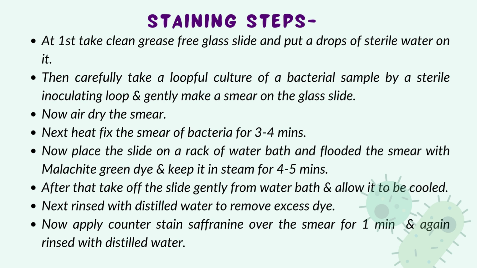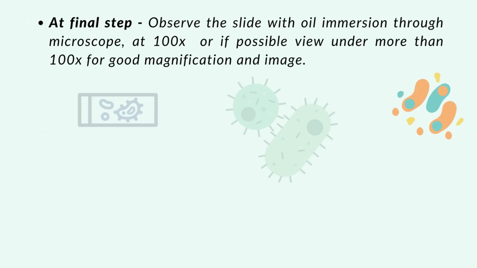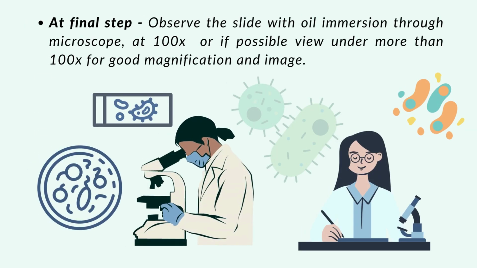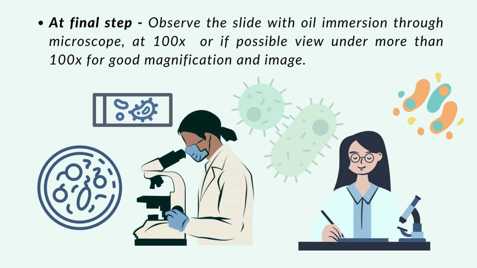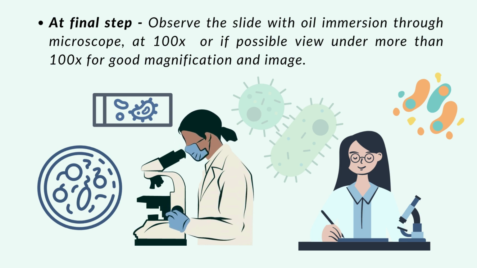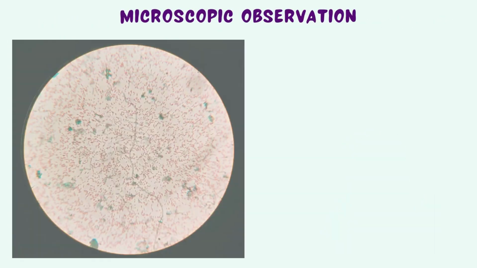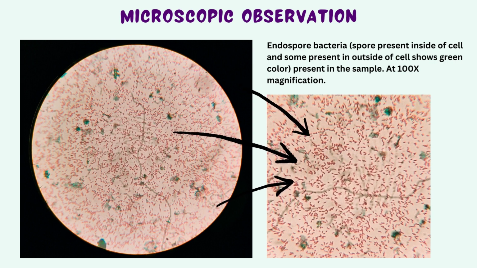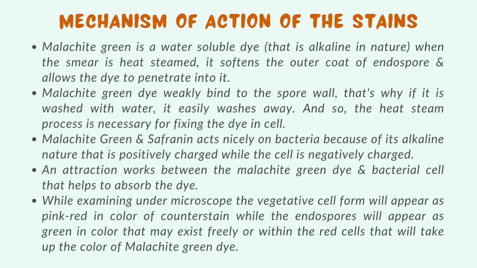After that, take the slide gently off the water bath and allow it to cool. Next, rinse with distilled water to remove the excess dye. Now apply the counter stain safranin over the smear for 1 minute and rinse again with distilled water. In the final step, observe the slide with oil immersion through a microscope at 100x, or if possible view under more than 100x for good magnification and image. So here is the microscopic view of endospore staining done under 100x.